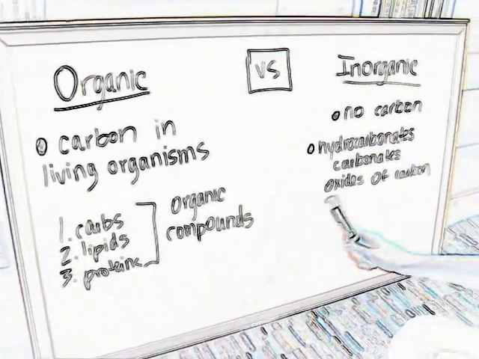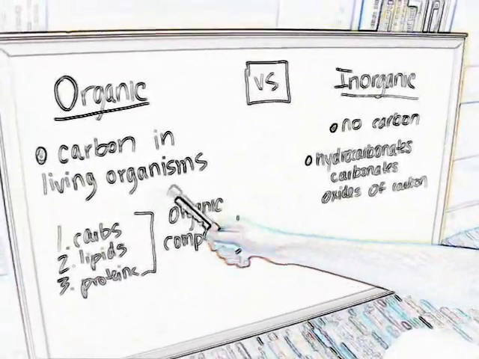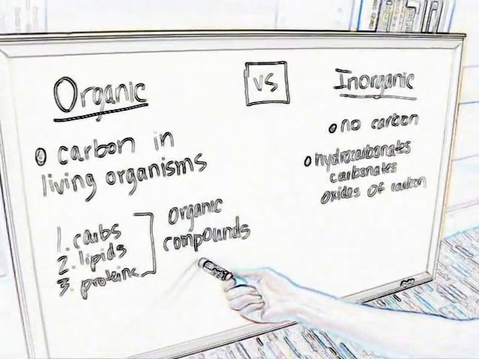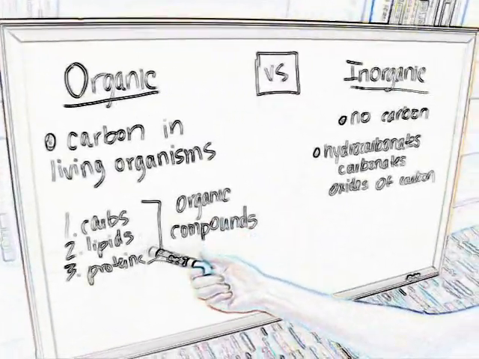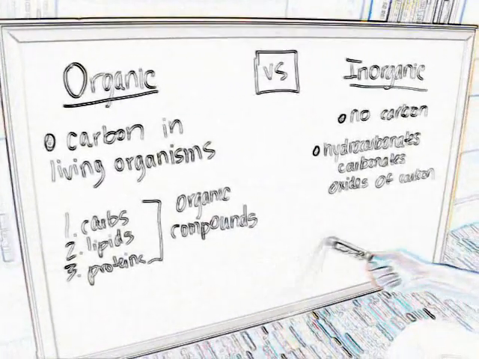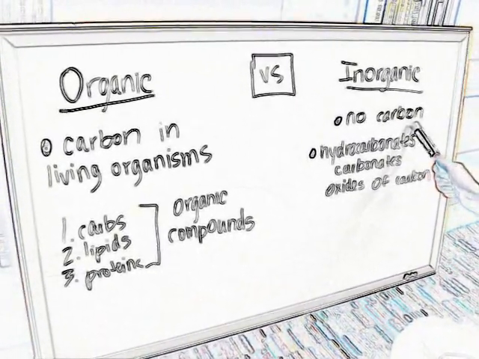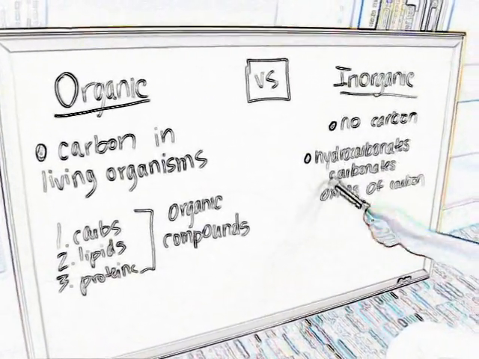Organic and inorganic compounds: carbon in living organisms makes up an organic compound, and there are three types of compounds, which are carbs, lipids, and proteins. And inorganic compounds have no carbon.